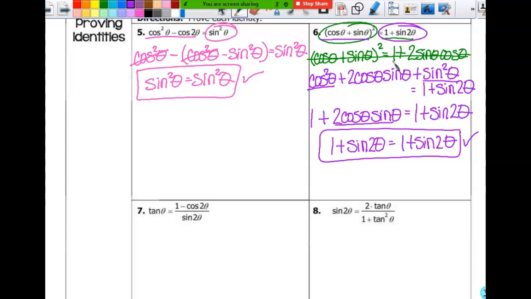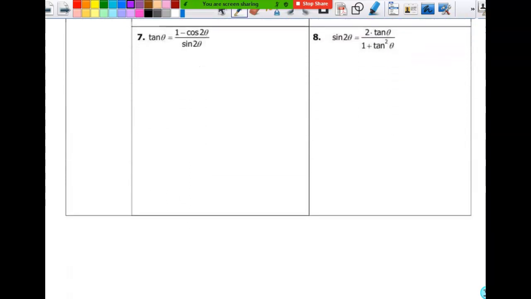All right, let's look at number 7. Which side looks more complicated here? The right side. I agree. I think we probably all agree with that one. So this is our goal. We're going to work with this side. So I'm going to write down tangent theta equals, so I'm going to do 1 minus, now that cosine 2 theta, I got 3 options. And I want to be able to think about it, but in order for me to really think about it, I need to know what my denominator is going to look like. So I'm going to go ahead and substitute in that sine 2 theta. Right off of here, I get 2 sine theta cosine theta.